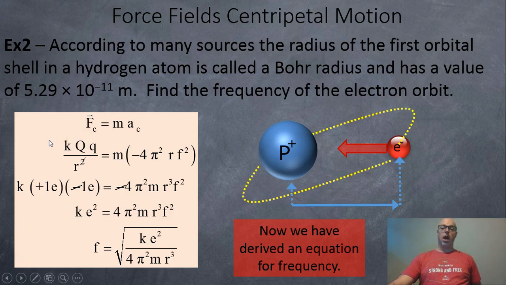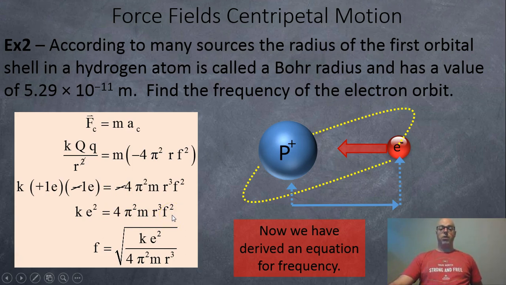In this case, we're not using gravity. The gravitational force is way too small to matter here. It's going to be the electric force, which is like 10 to the 20 times more forceful. So we get kqq over r squared equals m times negative 4 pi squared r f squared. So we're using the frequency formula. The charge of the proton is positive 1 elementary charge. The charge of the electron is negative 1 elementary charge. So we're going to get ke squared here. And then the minus from the electron and the minus from the centripetal motion cancel out. And we get 4 pi squared m r cubed f squared.